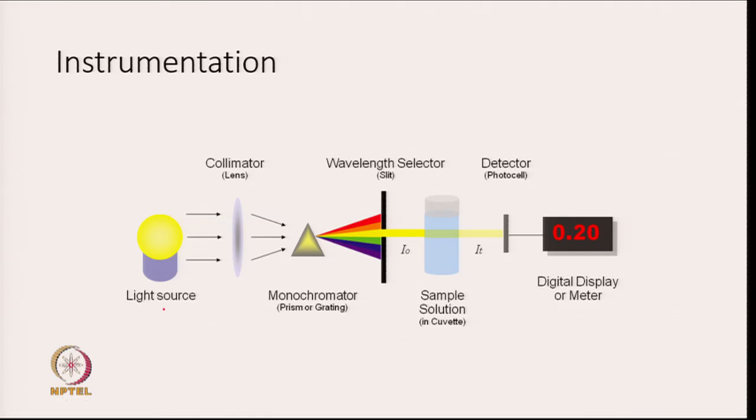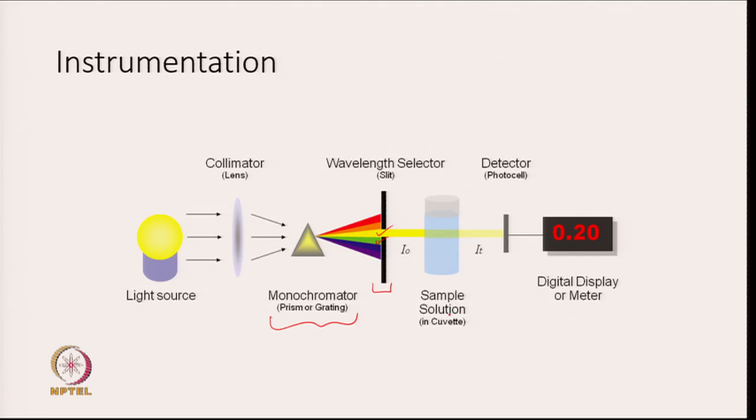So, light source, lens, then it passes through a monochromator, which is either in the form of a prism or a grating. What it does, as I told you, is split the light into various colors. You select one of them using a slit, which basically acts like a wavelength selector. So, you can move it. For example, in this figure yellow light has been selected, but if you move it down, then it will select the green light, and so on.